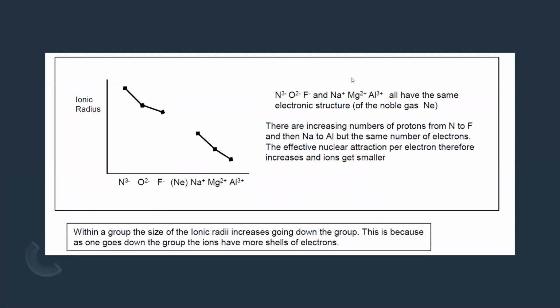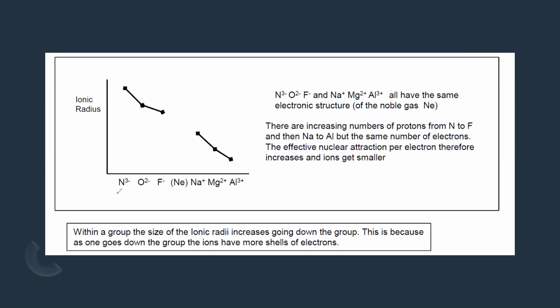Now, if we move across the period, what we will observe, for example, if we are comparing the size of nitrogen ion with oxygen and with fluorine, they are called isoelectronic. Why do we call them isoelectronic? Because they have the same number of electrons.